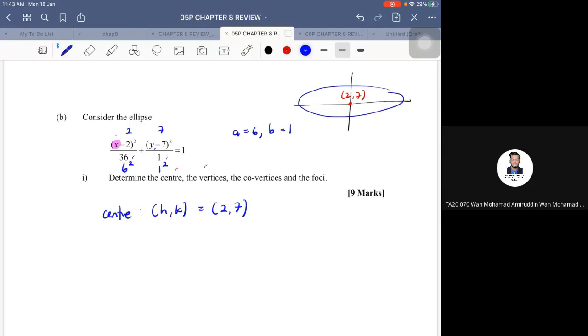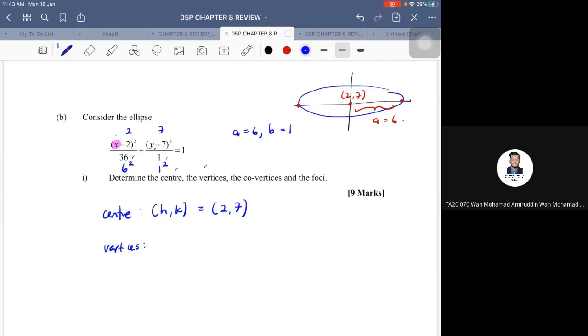Okay, next selepas kita dah cari center, so next we are going to find the vertices. So vertices dia berada pada major axis. So jarak antara center dengan vertices adalah bersamaan dengan A. So this is going to be my vertices on the left and right hand side. So jarak kat sini adalah bersamaan dengan A. So value dia adalah bersamaan dengan 6. So kalau you tengok koordinat tu, sekarang koordinat X yang akan berubah ke kiri dan ke kanan, tapi dia akan share nilai koordinat Y yang sama, so which is going to be 7.